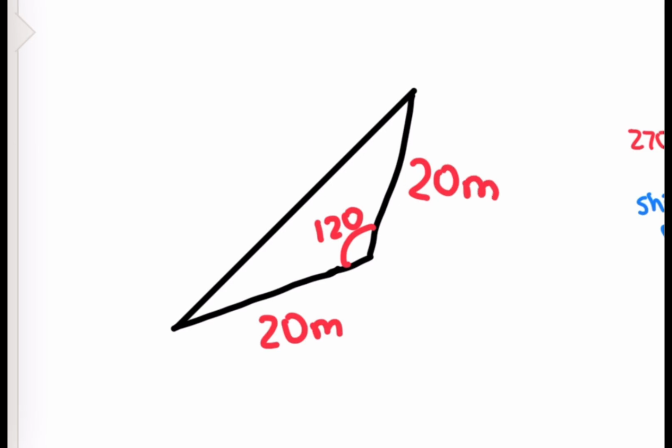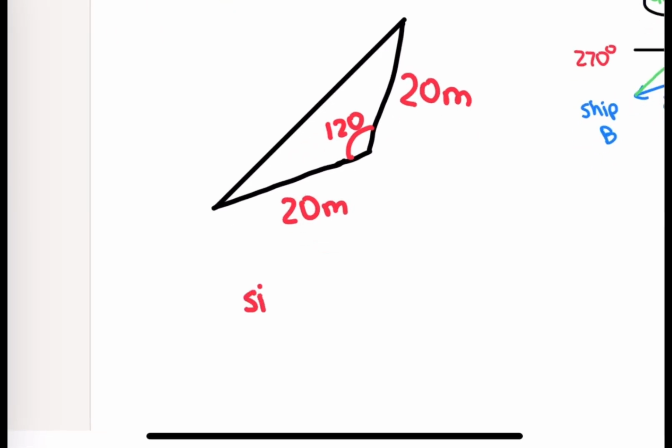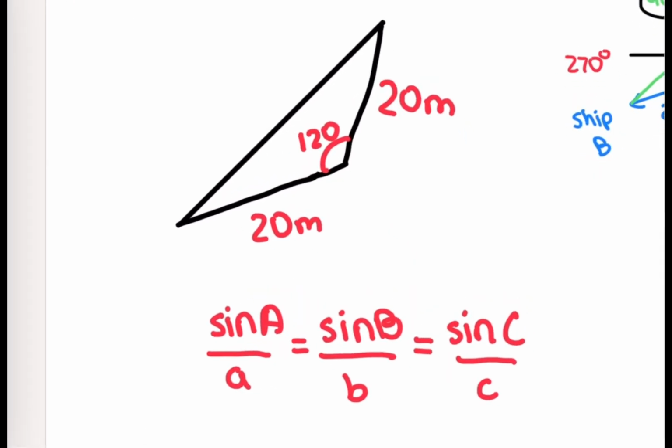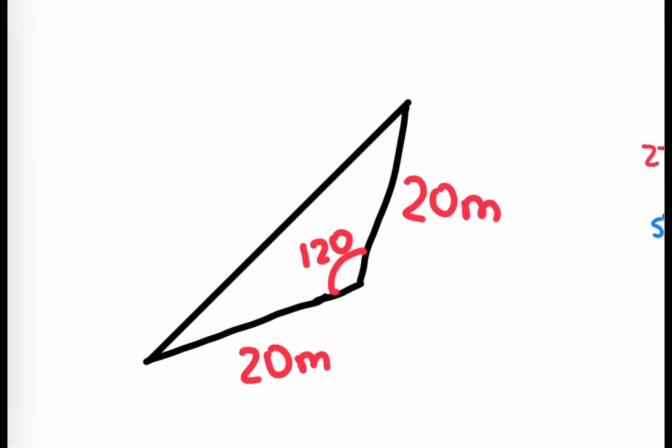Now in this triangle, we can't apply the same rule that we used in the last one because it's not a right triangle. So what we have to apply here is the sine rule. The sine rule is sine A over A is equal to sine B over B, and sine C over C. That's what the sine rule is, and we're going to have to apply that here. But the problem is that we need to have these angles so that we can apply the sine rule. But we can find them.